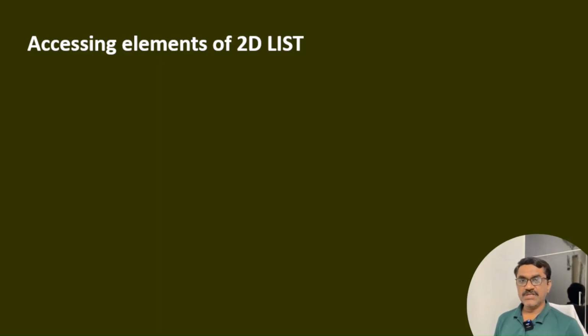At the same time, we discussed that a list is a collection of similar or, we can say, different data items. We discussed that there are two types of lists. The first one is the single dimensional list and the second one is the two-dimensional list. And we also clearly explained how to access the individual elements of a single dimensional list.